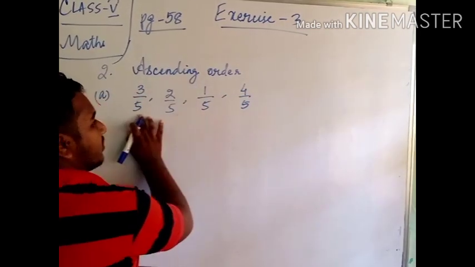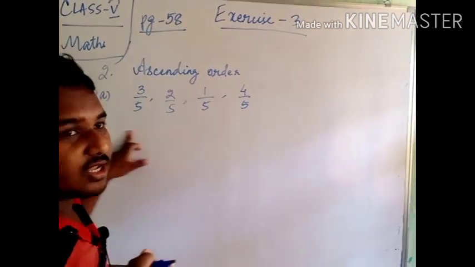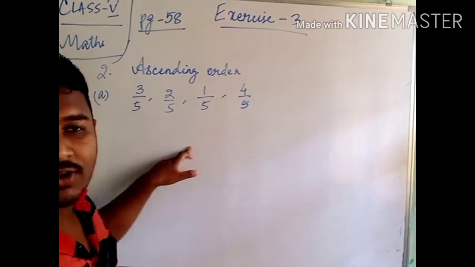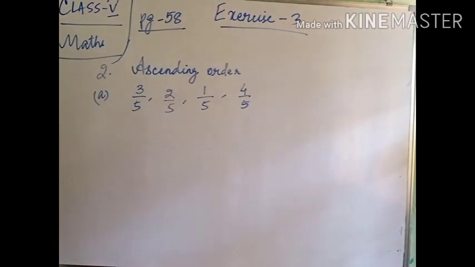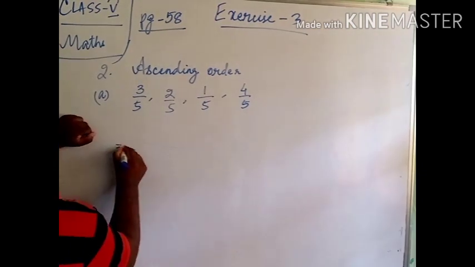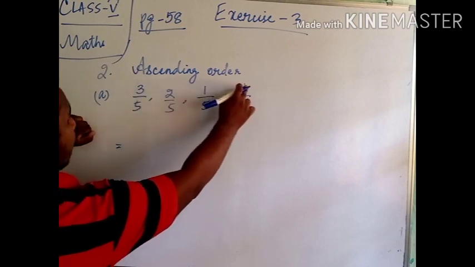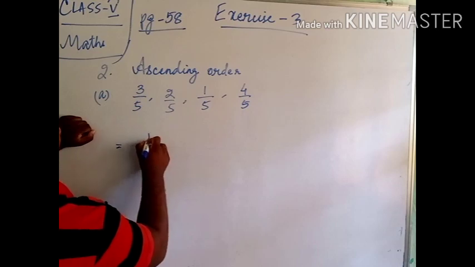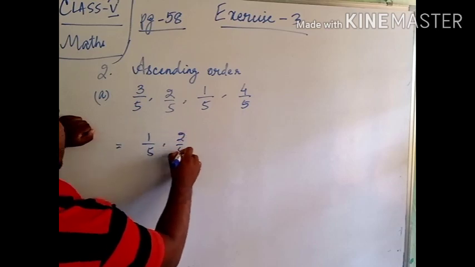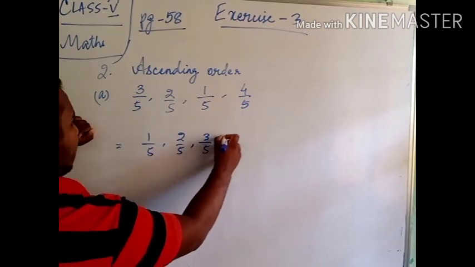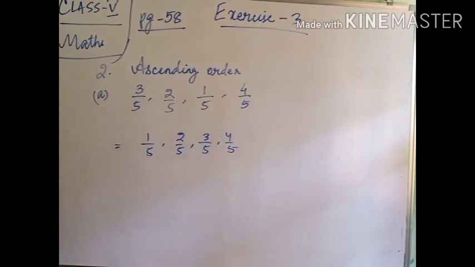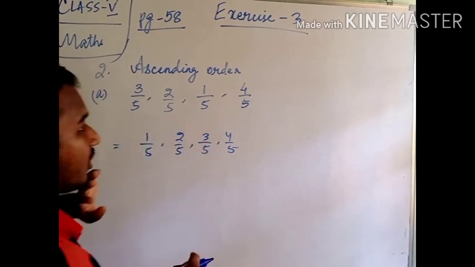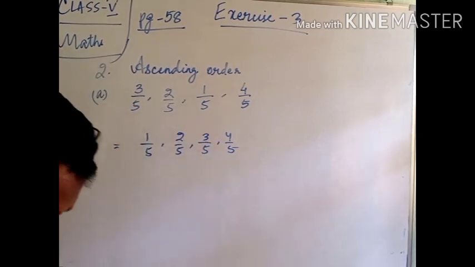See, first all the denominators are the same, which means all are like fractions. So with like fractions, nothing you have to change, you simply take the upper one. Like fractions are there if denominators are the same. First 1 by 5, then 2 by 5, then 3 by 5, then 4 by 5. This is your answer.